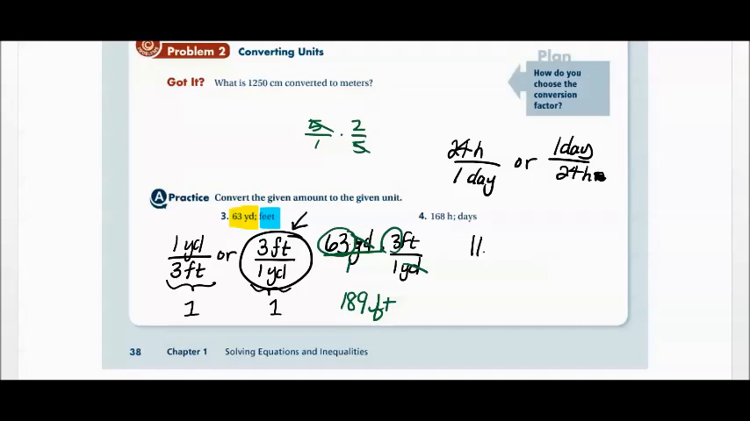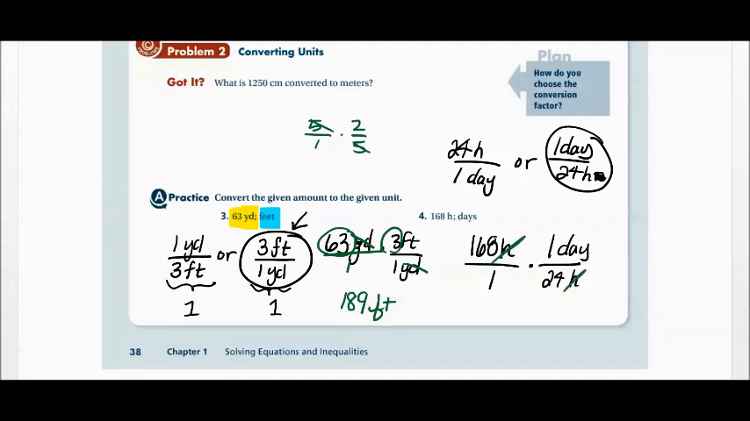Okay, so I have 168 hours. Which one do you think we need? We need this one because the hours are going to need to cancel. So 1 day to 24 hours. So the hours are going to cancel.